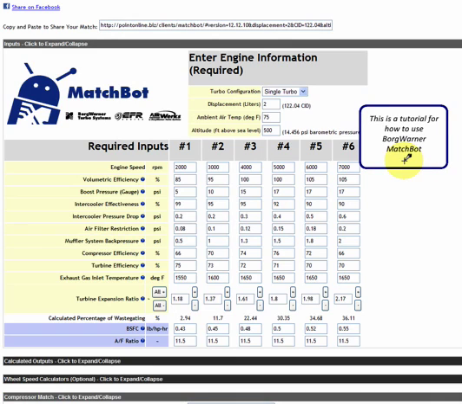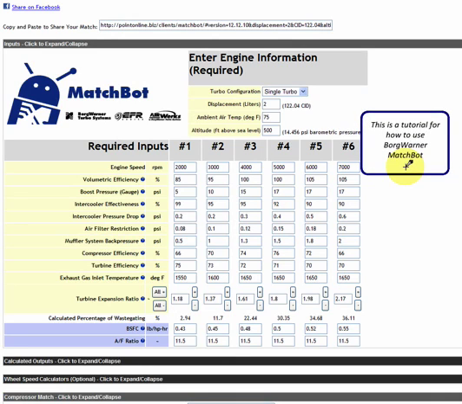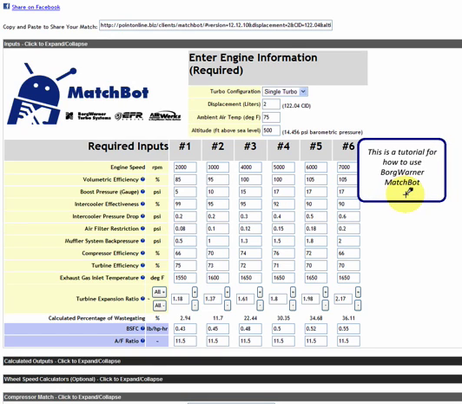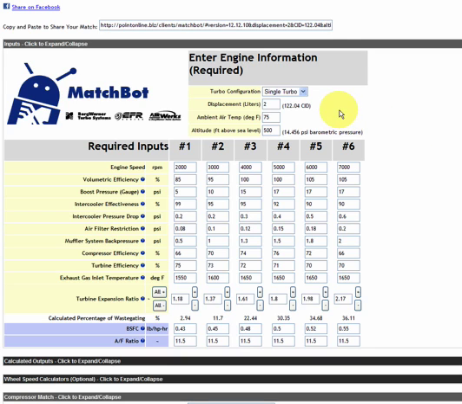This is part one of a tutorial on how to use the BorgWarner MatchBot tool, which is an interactive web-based turbo matching program. The first step in MatchBot is to enter the engine input parameters. So for example, single turbo configuration that can be selected as single or twin turbo.